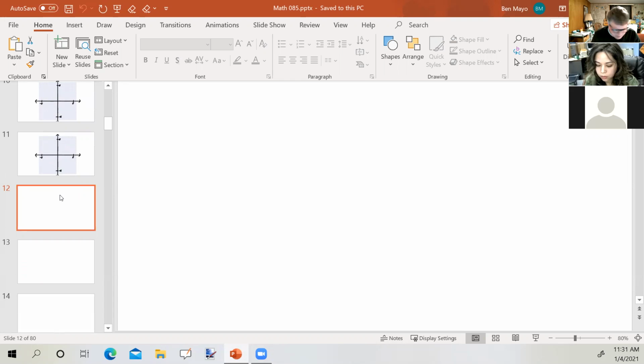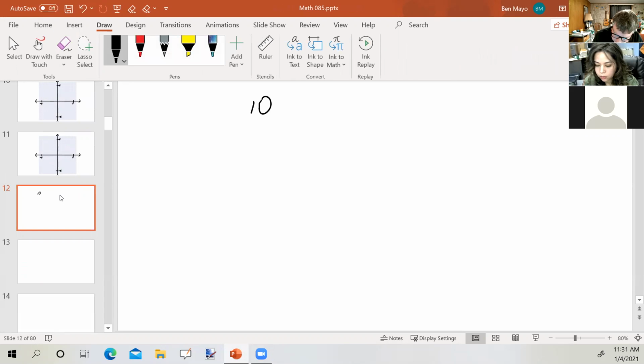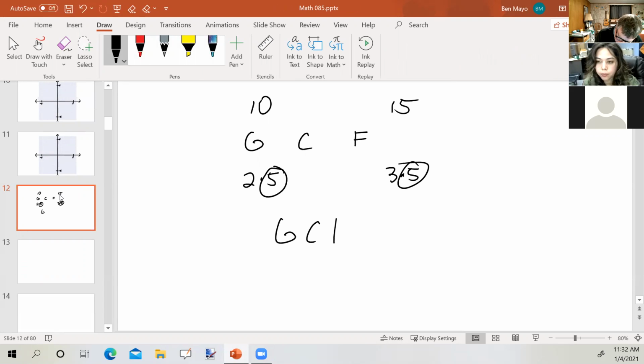So let's say we have the numbers 10 and 15. Can everybody see the white screen that I'm writing on there? Yes. Great, thank you. All right, we want to find the greatest common factor, or the GCF. Well, 10 is 2 times 5, and 15 is 3 times 5. So breaking each number down into its prime factorization, we see that both numbers have a factor of 5. So the greatest common factor equals 5.